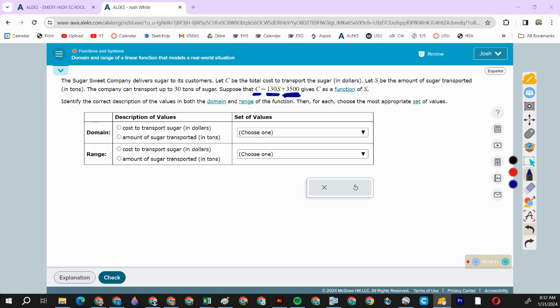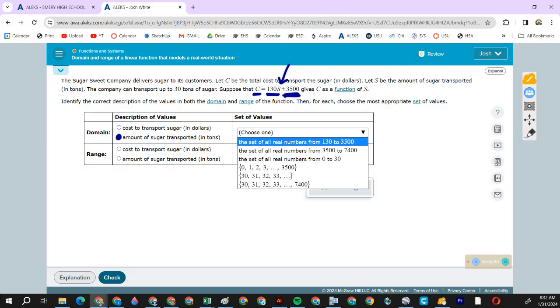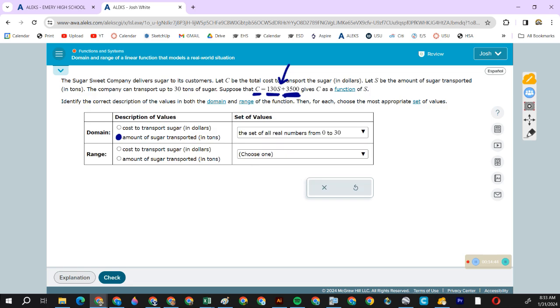Okay. So what is my domain and what is my range? Well, domain would be the inputs. So the tons of sugar, or the amount of sugar, I guess. So the amount of sugar is the domain. And if we click here, the company can transport up to 30 tons of sugar. So what would the domain be? Well, it's going to be the set of all numbers from 0 to 30.